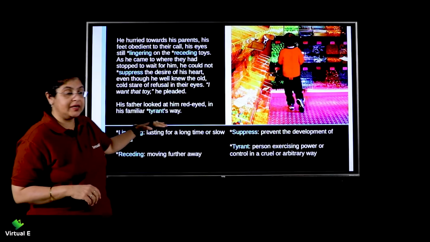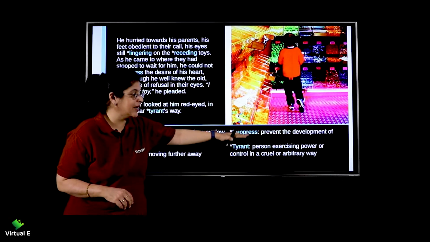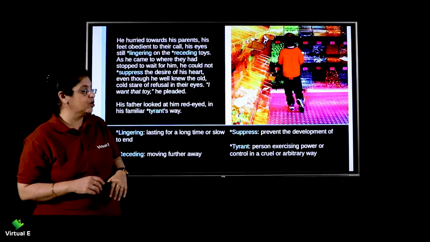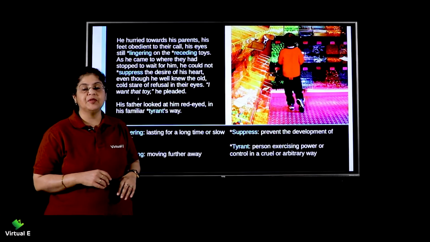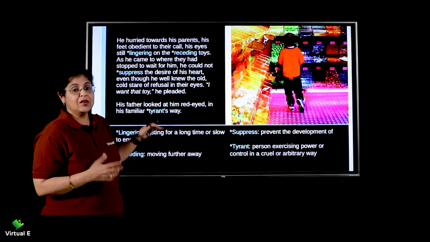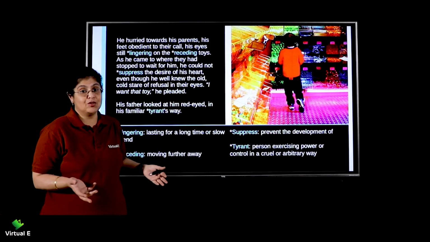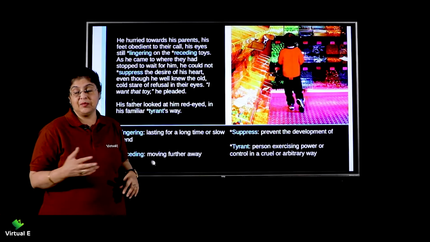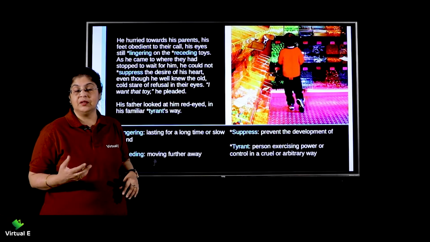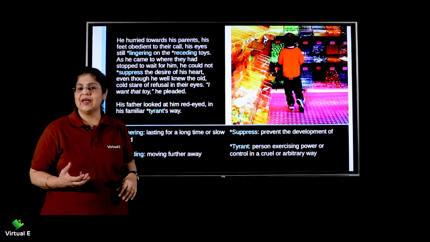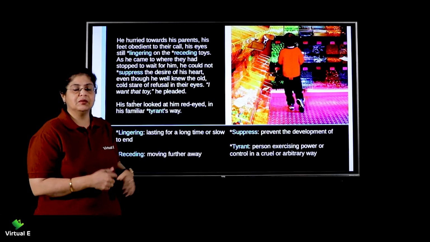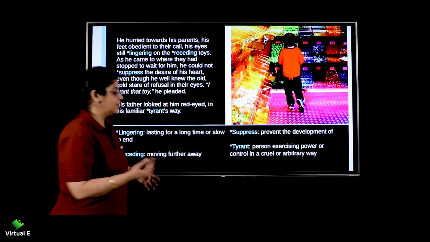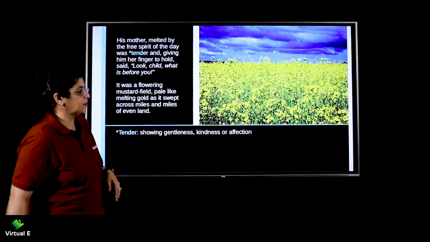In his familiar tyrant's way, a tyrant is a person exercising power or control in a cruel or arbitrary way. Now he was the father, so he was the controller. So the moment he looked at him, with all the power, just looking at him in anger, he says, "No." That's because this poor child would always experience the same.